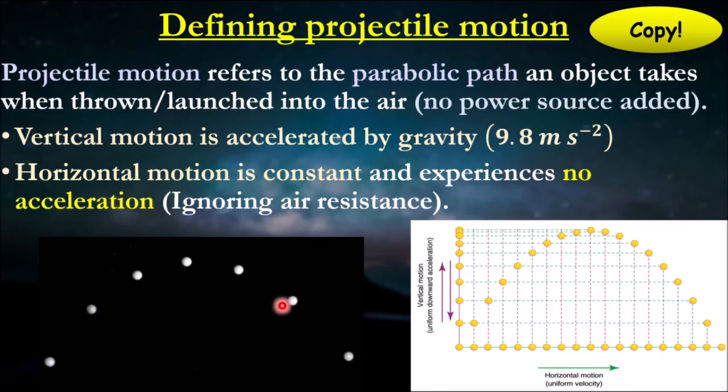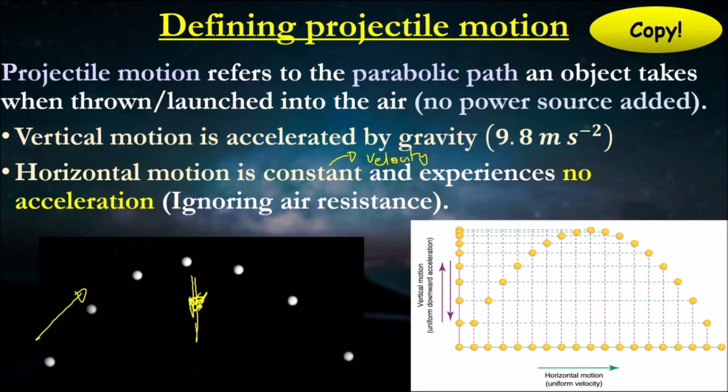So a quick summary of what we define as a projectile. Projectile motion refers to a parabolic path an object takes when thrown or launched into the air with no additional power added to it. Okay, so keep that in mind. The vertical motion is accelerated by gravity, and obviously gravity will accelerate the object down. Hence why if you launch an object, it will always fall down at a particular point in time. The horizontal motion is constant, meaning it has a constant velocity, because it does not experience an acceleration.